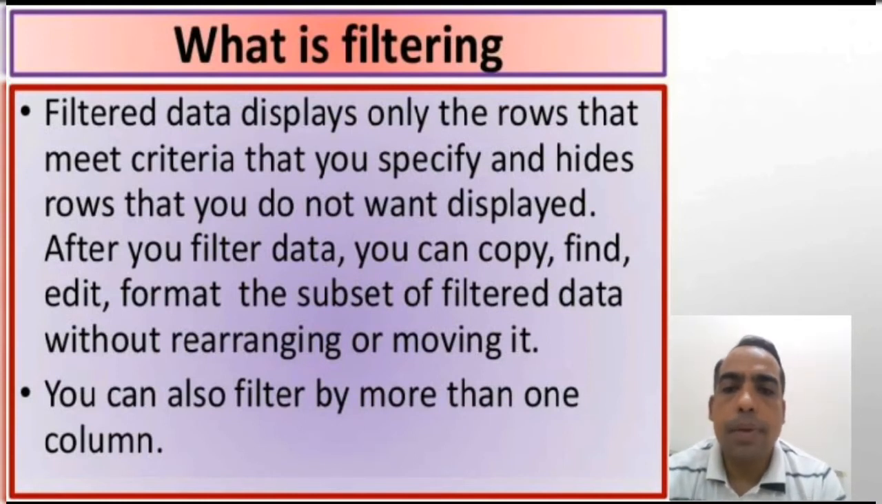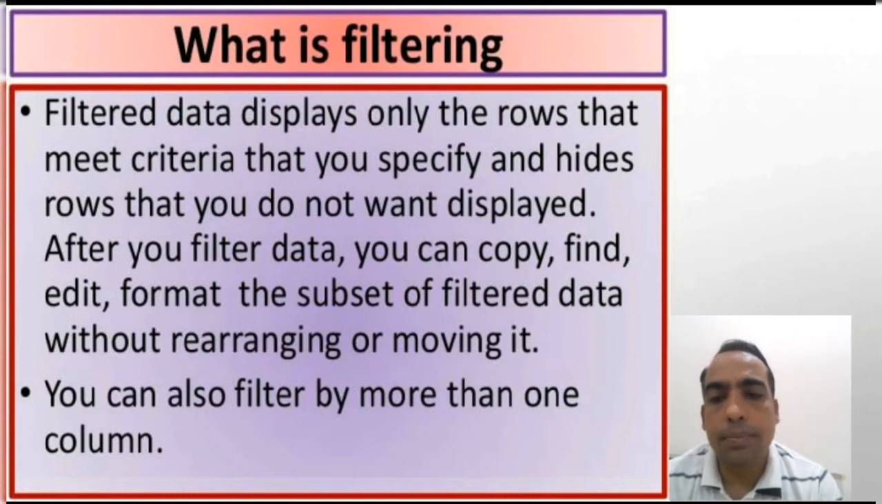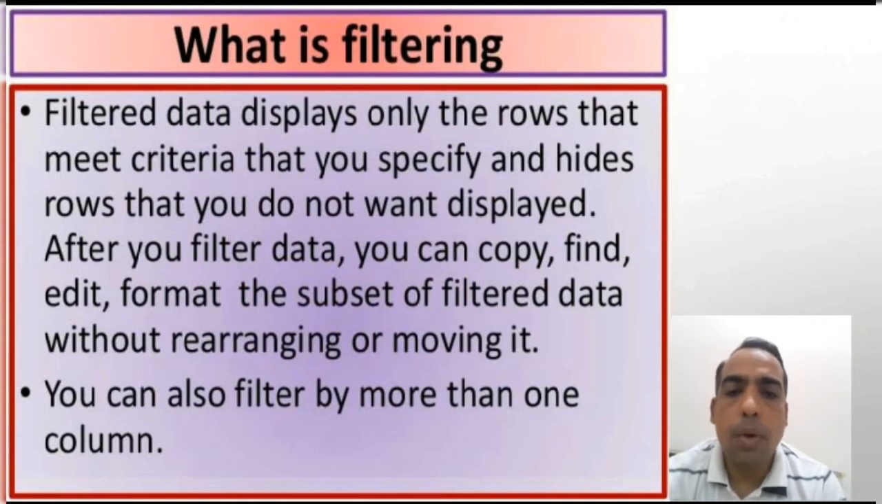Filter data displays only the rows that meet the criteria that are specified and hides the rows which you don't want to display. After you filter data, you can copy, find, edit, and format the subset of filtered data without rearranging or moving it. You can also filter by more than one column. In other words, with the help of filtering, you can display the data which you want.